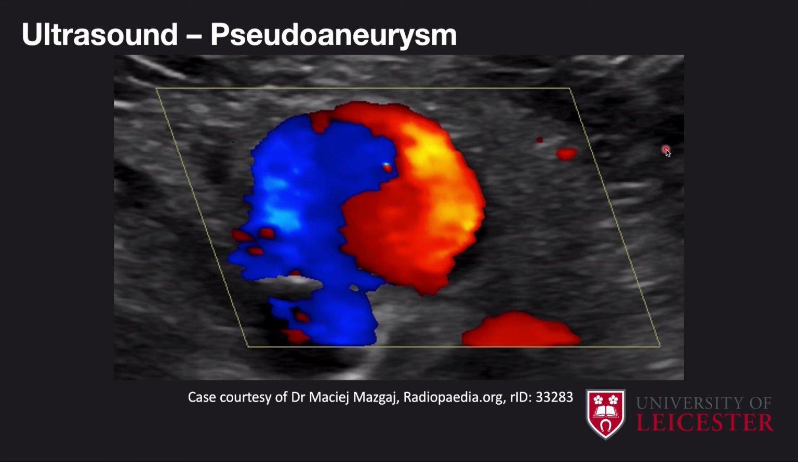Another classical image of an ultrasound is that of a pseudoaneurysm. There is a damaged bit of arterial wall here. Blood is swirling out into this aneurysm, thus producing this yin-yang sign.